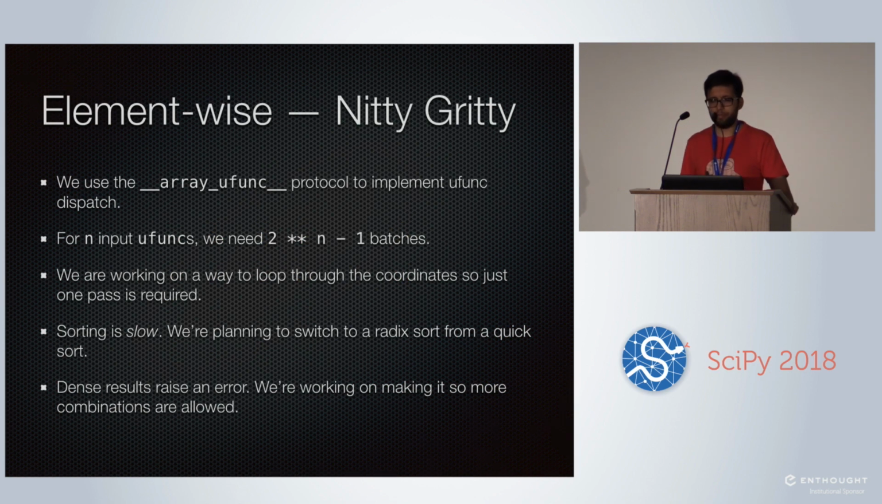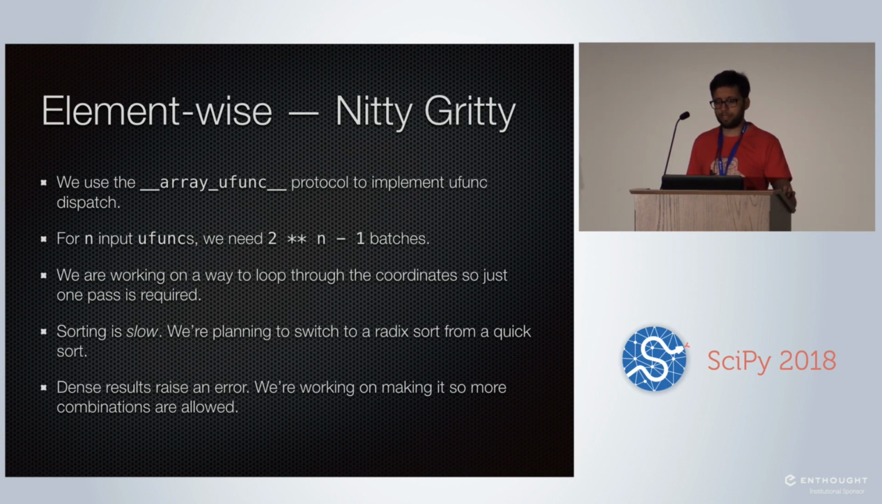So here are some more details if you're interested. We use the array ufunc protocol so that universal functions work out of the box on sparse arrays. For n input ufuncs, this algorithm is generalized, so we use 2 to the n minus 1 batches of processing. That's one for each off and on array, and one removed batch which says, hey, all arrays are off, this is supposed to be null anyway.